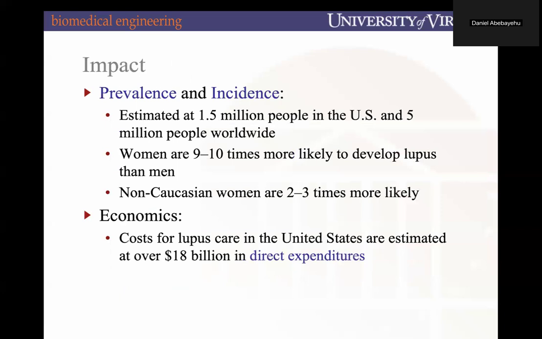So the prevalence and incidence. It's estimated that the prevalence right now within the US is about 1.5 million people and 5 million people worldwide. Because lupus is the great imitator, because it can be hard to diagnose without blood tests, it's estimated that these numbers are an underrepresentation of how many people currently actually have lupus within the US and particularly worldwide.